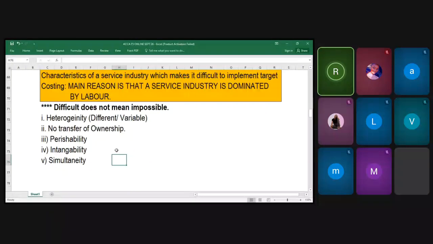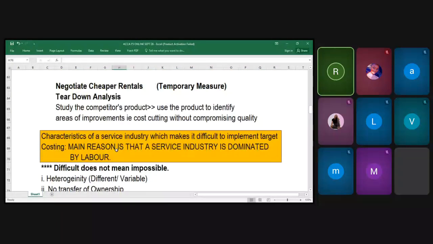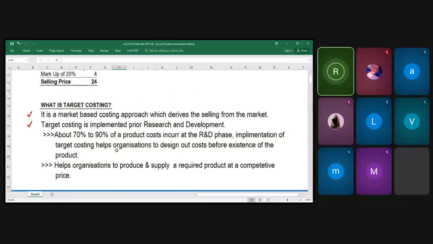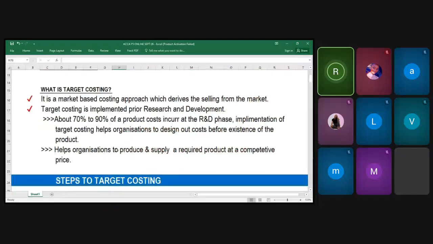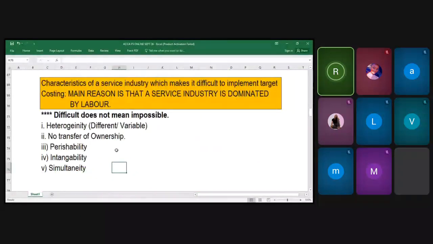May I please have questions with regards to target costing before I give you one or two questions to look at, and then we'll move on to the next topic.